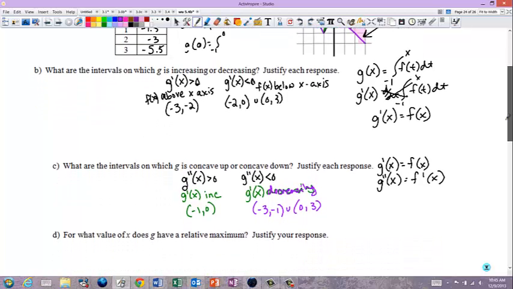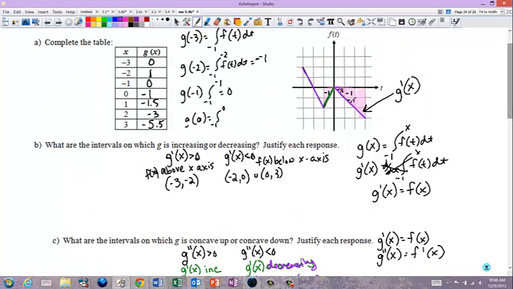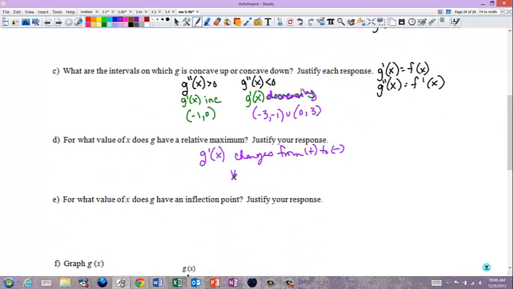For what value of x does g have a relative maximum? G has a max where g prime of x changes from positive to negative. And remember, we're looking at the graph of g prime, so where does it change from positive to negative? At x equals -2.